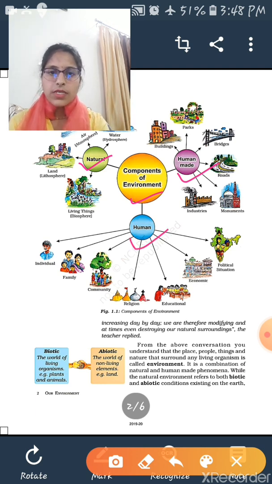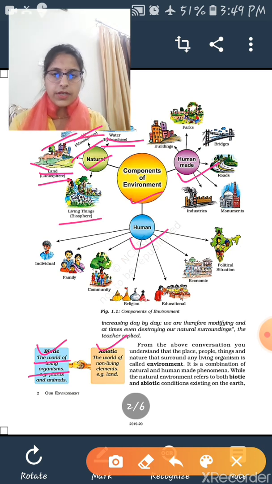So let's start with the first, the natural component. Natural component is further divided into two. First one is the biotic, second one is the abiotic. Biotic basically includes plants, animals and human beings. That means the world of living organisms, right? Next one is the abiotic. Abiotic means land, air and water. That means the world of non-living elements. Clear? So, land means lithosphere, air means atmosphere and water means hydrosphere. And these three together form the biosphere.